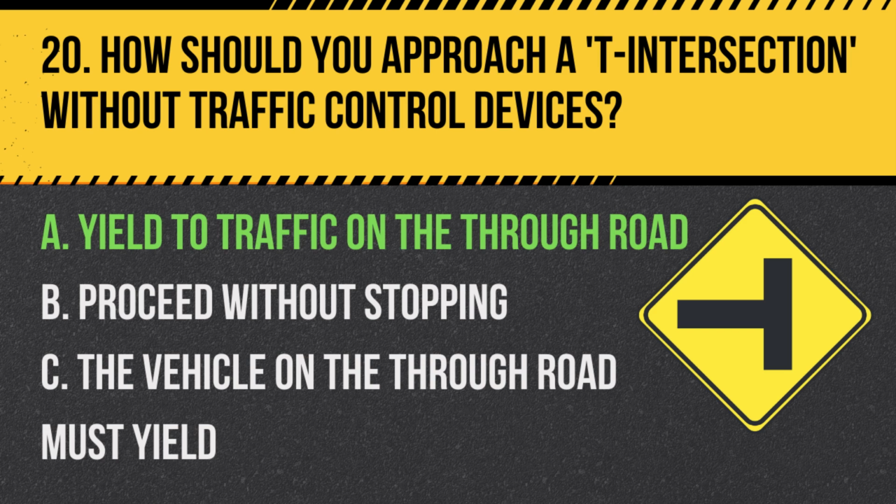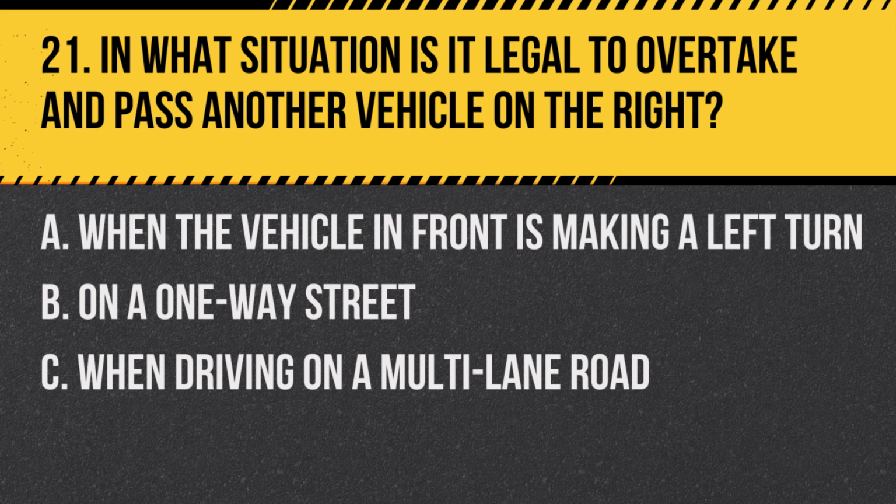At a T intersection without signs or signals, drivers must yield to vehicles on the through road. Question 21. In what situation is it legal to overtake and pass another vehicle on the right? A. When the vehicle in front is making a left turn. B. On a one-way street. C. When driving on a multi-lane road. Answer: A. When the vehicle in front is making a left turn.